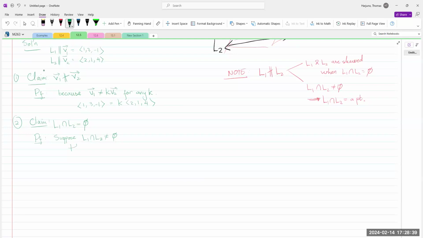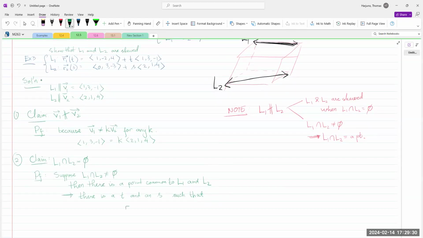Okay, then there is a common point, a point common to L1 and L2, which also means there is a T and an S such that R1T equals R2S. That's the idea, right?